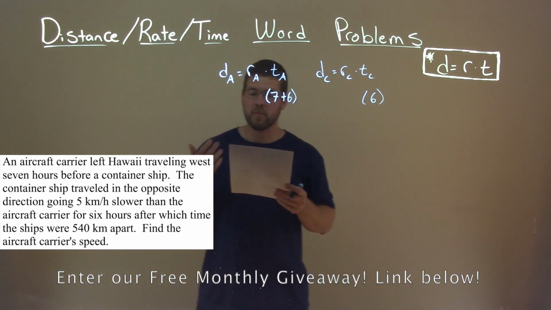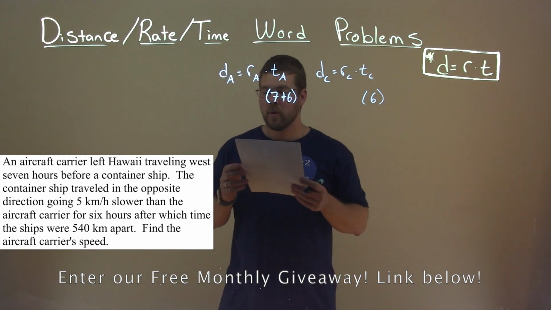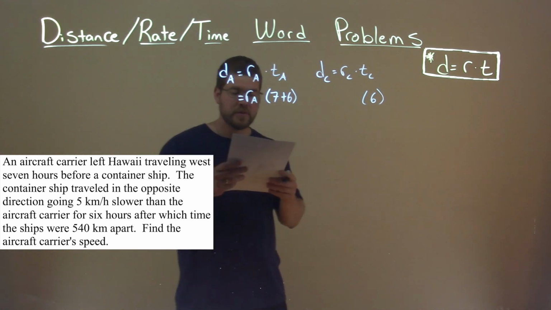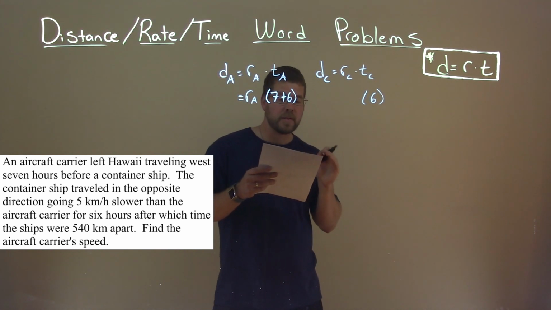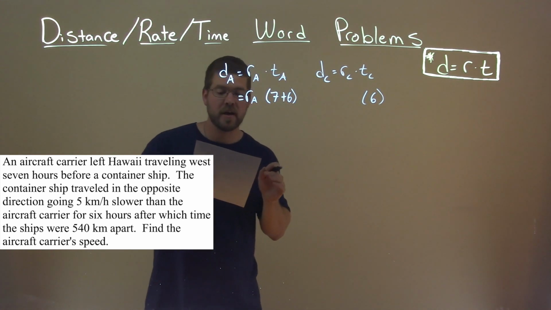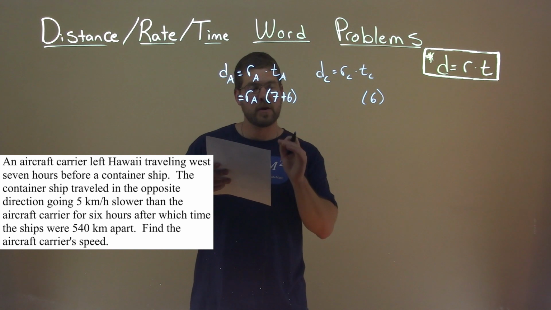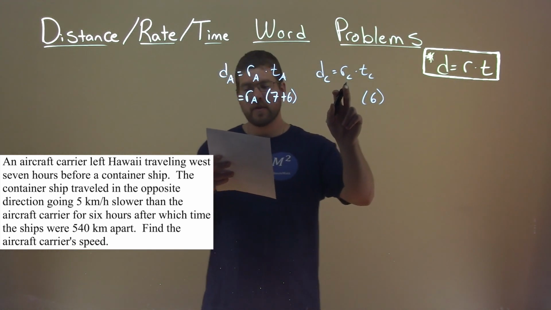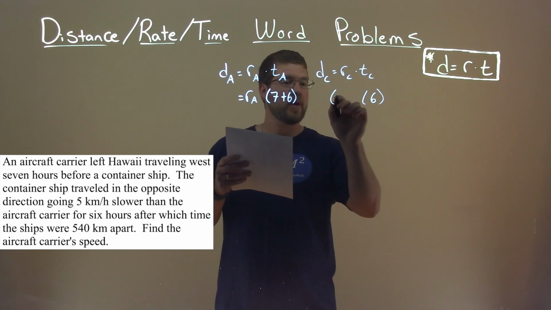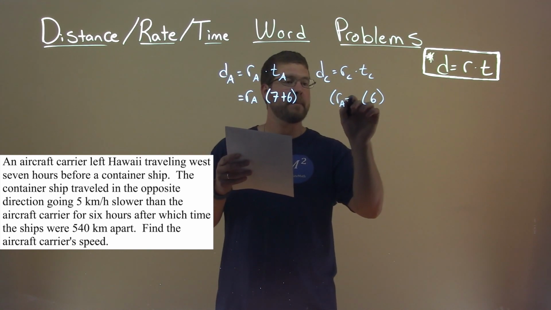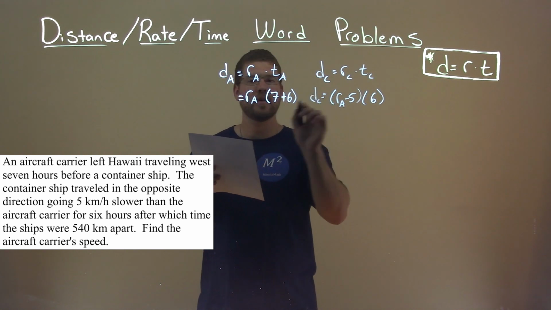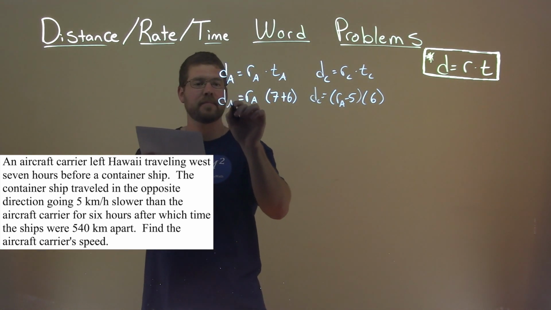Okay, what about their rates? Well, we don't know the rate of the aircraft carrier. But they tell us this key thing, the container ship was traveling the opposite direction 5 kilometers per hour slower than the aircraft carrier. So the rate of the container ship is whatever the rate of the aircraft carrier is, minus 5. And bring down the d sub c and bring down the d sub a.